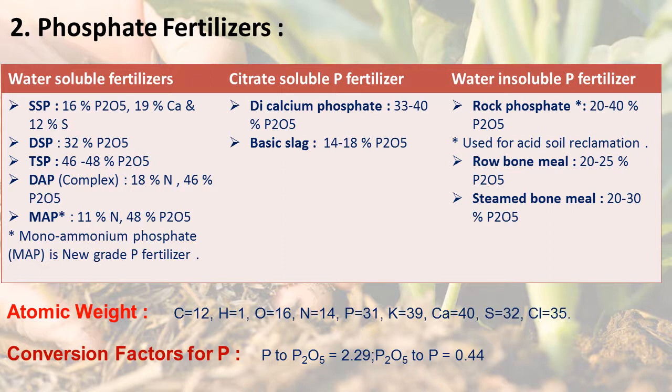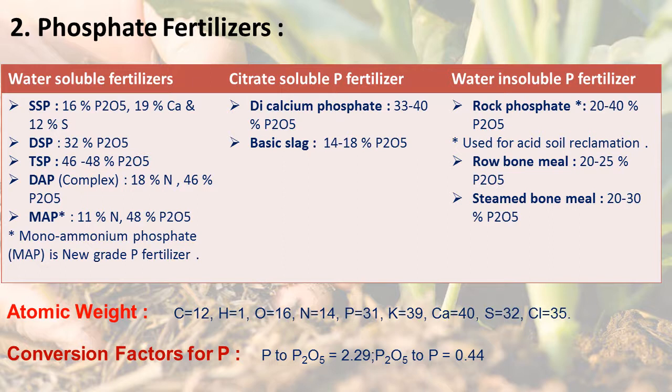And that is the DSP, then TSP, and that is the DAP, all know that diammonium phosphate. And MAP is the new grade P fertilizer, that is monoammonium phosphate. Then next is the citrate soluble P fertilizer, dicalcium phosphate, with 30 to 40% P2O5. And next is basic slag, with 14 to 18% P.